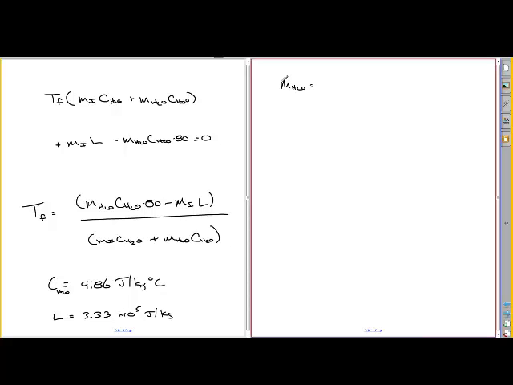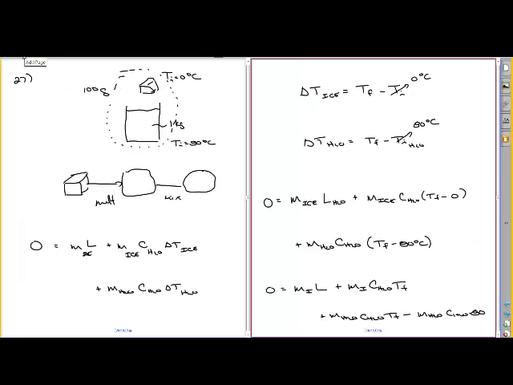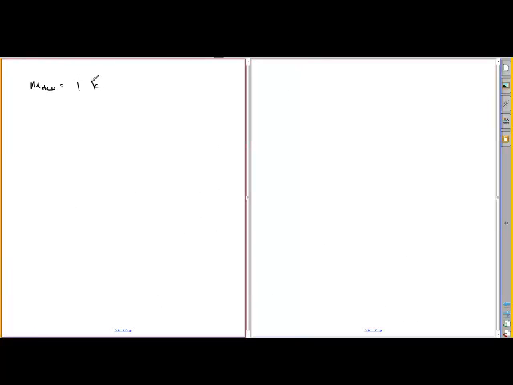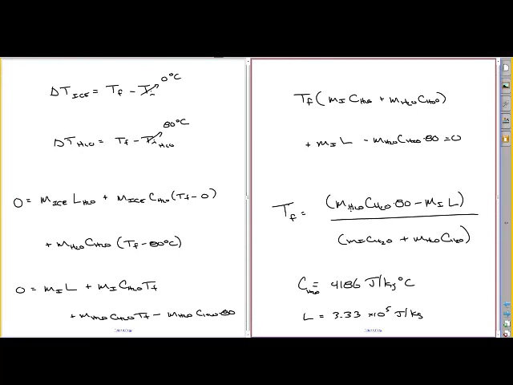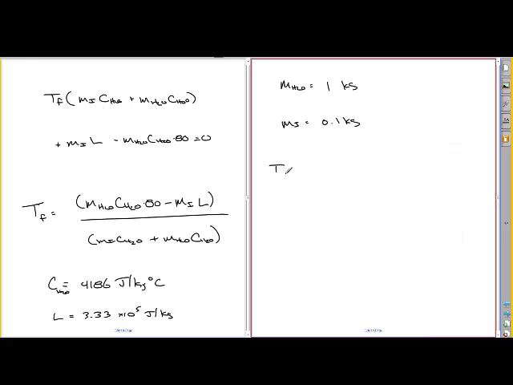What's the mass of the water? Let's go back to the original page. 1 kilogram. And the mass of the ice is 0.1 kilograms. Okay, what else do I need? Specific heat of water, mass, ice. I think we have everything we need. Just need to plug them in there.